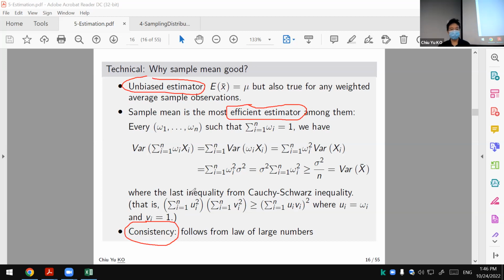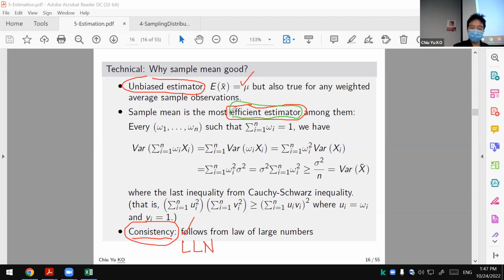The first one is unbiased. Probably we know it very well from the last topic. We just covered that the expectation of the sample mean is the population mean. I think there's no doubt we have done it. And the consistency, we also know, is the law of large numbers. When the sample size goes large enough, the sample mean is the same as the population mean. So we know these two facts from the last chapter. What's new here is efficient.